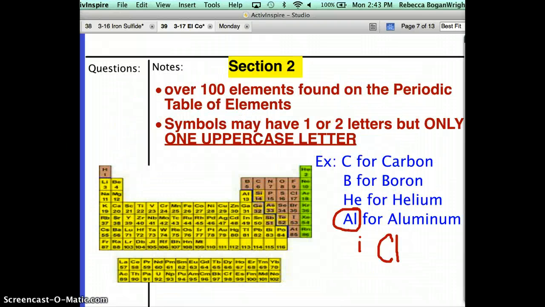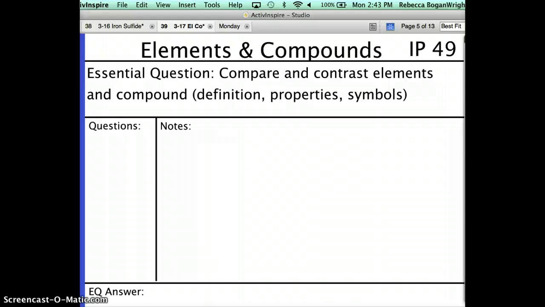If we go back to the essential question, after you've listened to these notes and this video, you should be able to compare and contrast the definitions of an element and a compound, compare the properties of a compound to the properties of the elements, and compare their symbols.